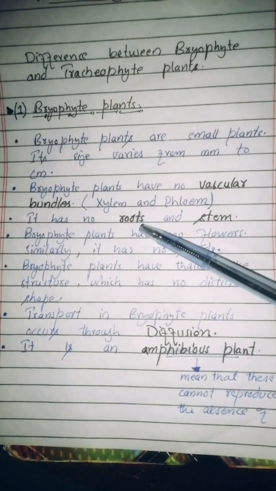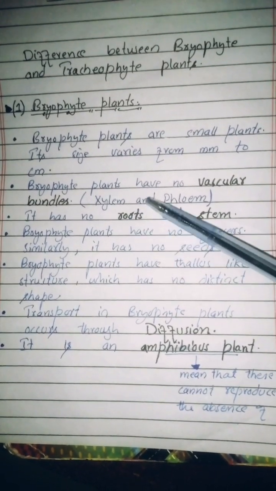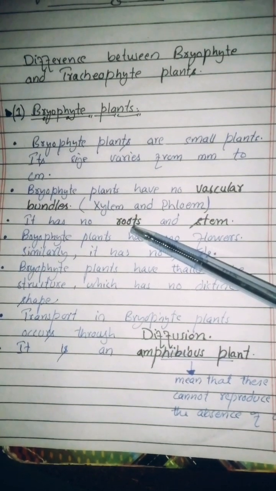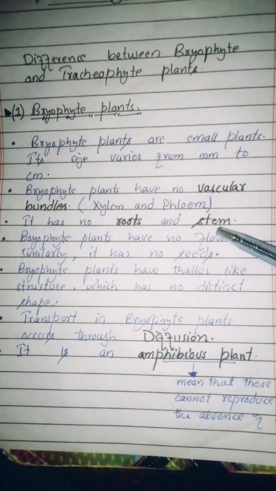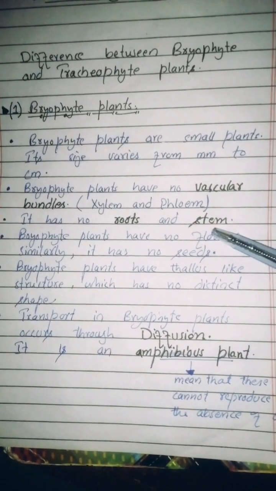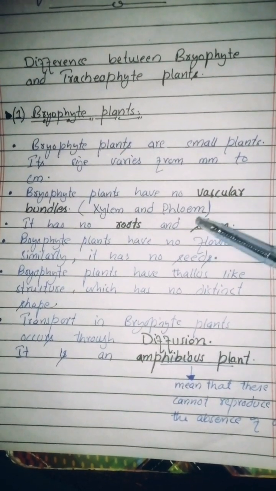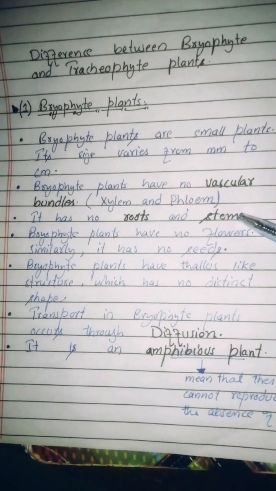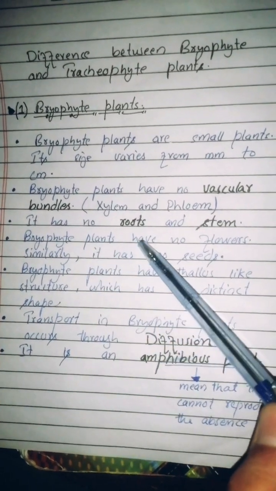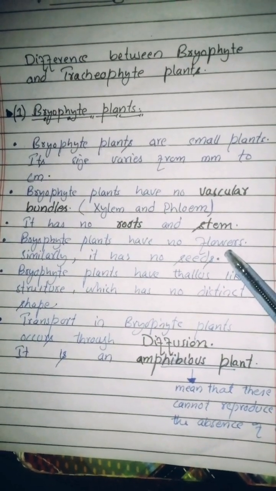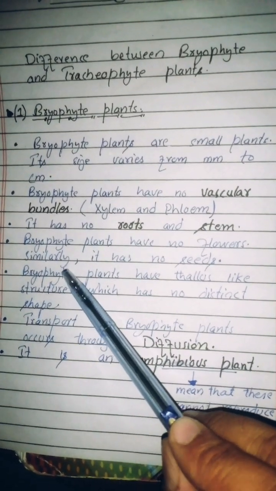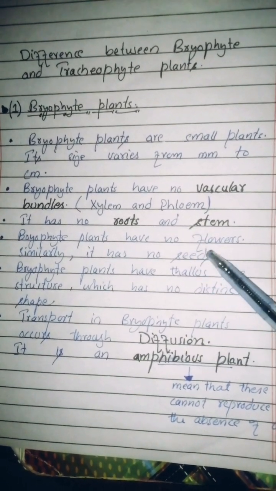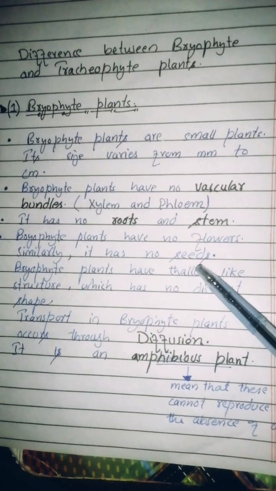Similarly, bryophyte plants have no roots. The function of the roots in a plant is to absorb water, and the function of the stem is to support the plant. Bryophyte plants have no flowers, and similarly they have no seeds. The plants which have no flowers will not have seeds.